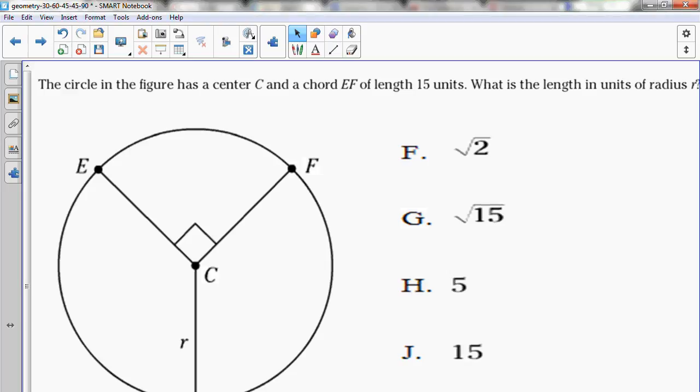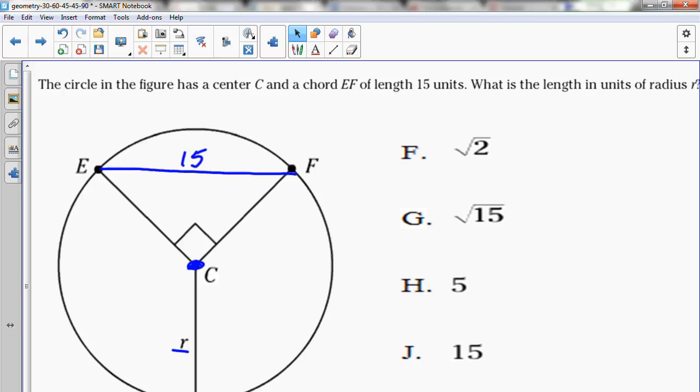All right. Let's do this one. This one's pretty similar. It's just backwards. The circle in the figure has a center C and a chord EF, and it has a length of 15 units. What is the length of the radius R? So here's R. How am I going to find that radius with that 15 way up there? Well, wouldn't the other radii be the same?